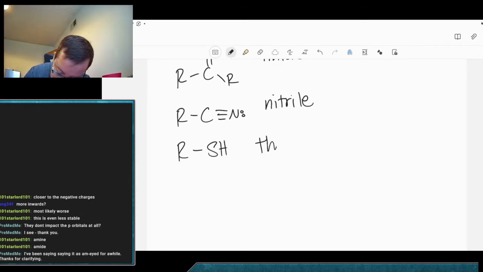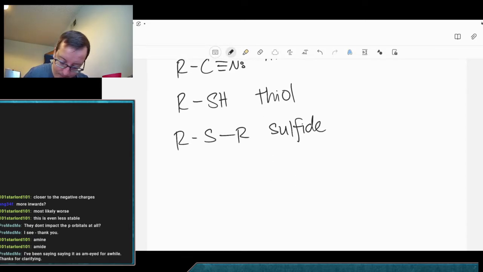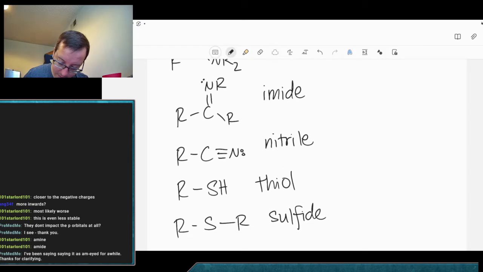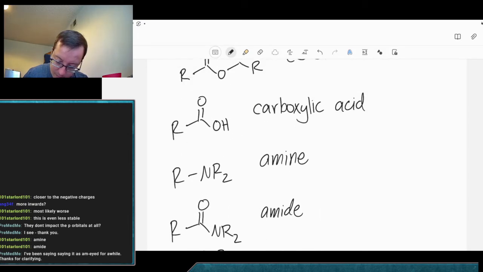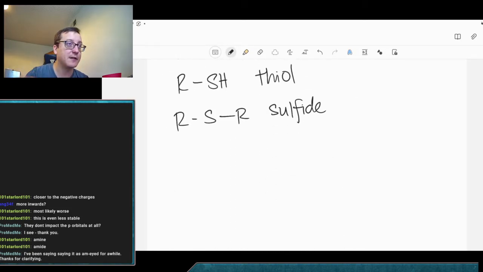How about sulfur? This is a thiol. This is a sulfide. Sulfur, again, we don't really talk about this semester anyway, so what other, am I forgetting anything? That's pretty good, honestly. Mostly it's oxygen and nitrogen, so that's enough for functional groups.